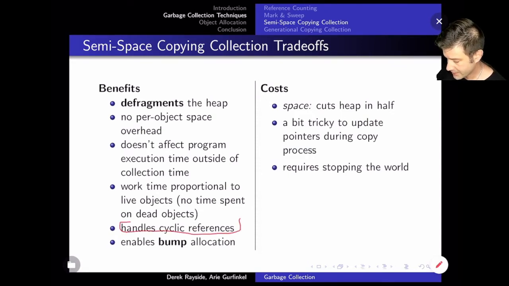No problem with cycles, right? Because we copy all the objects which we want, and so we don't care if the objects that we don't want have cycles. And we can also do what is called bump allocation, which we're going to look at later. It's just a way to allocate memory where we don't have to manage free lists.